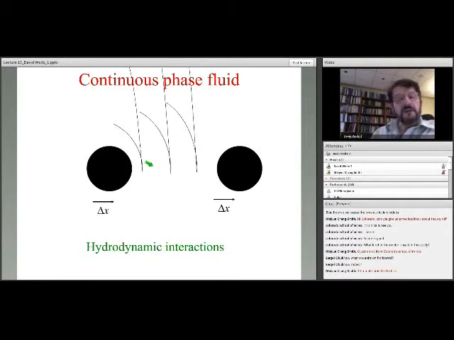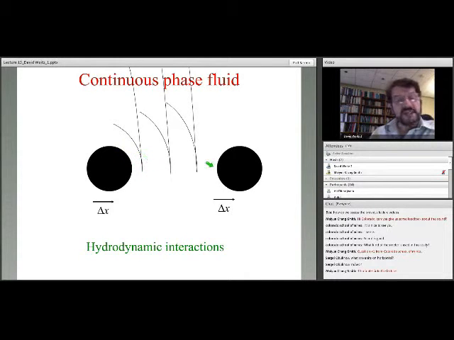This has an effect, because it's pushing the fluid, which will then push on the neighboring particle. So what that means is this particle, the one on the left, can interact with the one on the right and cause the one on the right to move due to the presence of the fluid. These are called hydrodynamic interactions. Notice, however, that this occurs only when the particle moves, because it has to create this pressure wave.